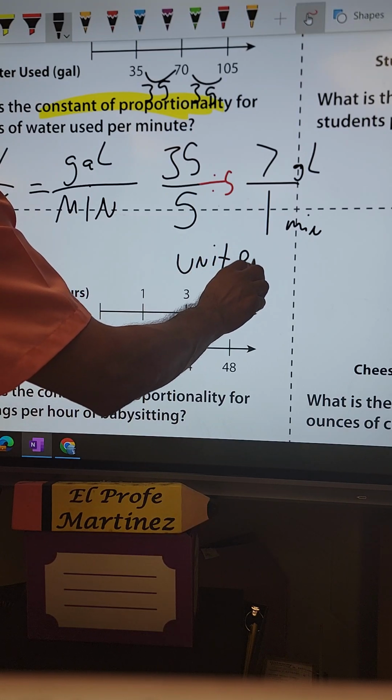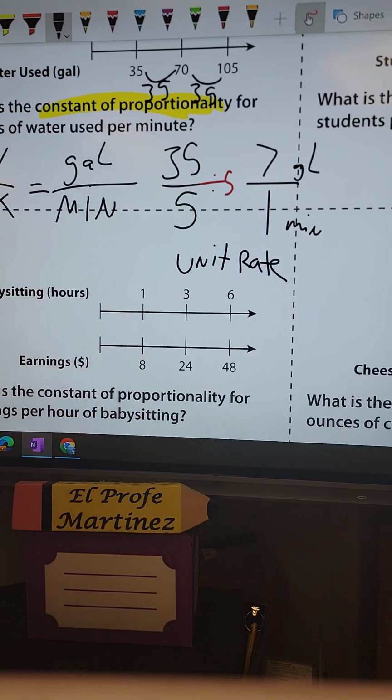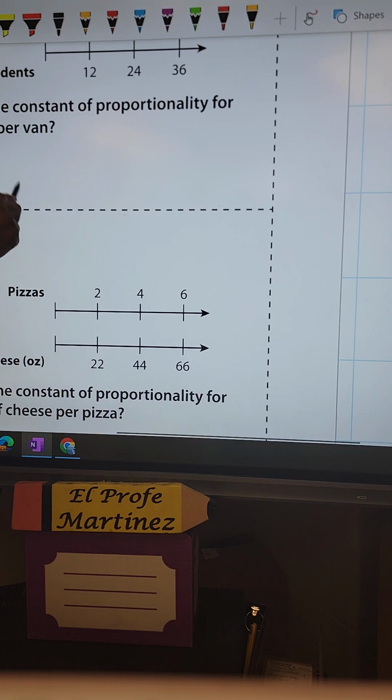If I was talking about something in regards to price of groceries, things like that, this would be called the unit rate. But right now it's called the constant of proportionality. Same thing, because we have a unit of 1. Okay. And let's look at one more here.